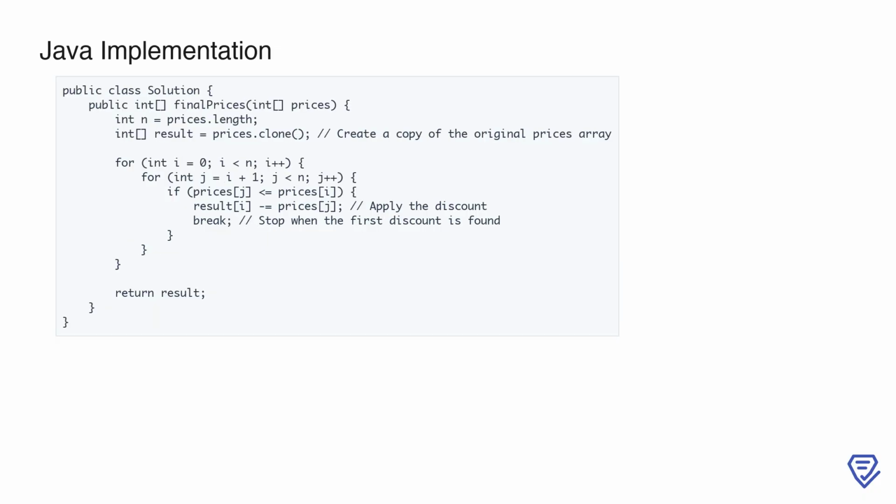This is the Java implementation of LeetCode problem number 1475, final prices with a special discount in a shop. The logic mirrors the provided Python solution, with differences such as type declarations and array handling. The finalPrices method iterates through the prices array, applying the discount when a smaller or equal price is found in subsequent elements. Java-specific features, such as using clone to replicate the array, are used to maintain clarity and efficiency.